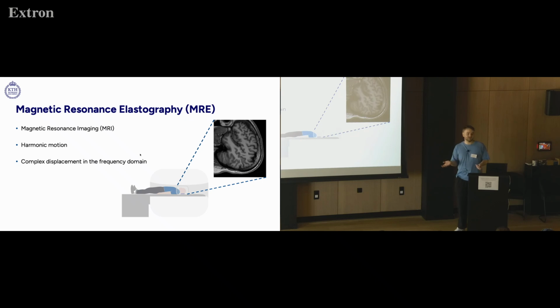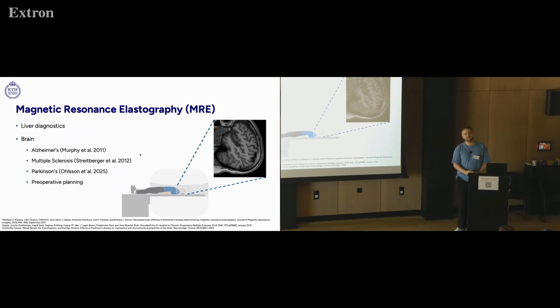When we do it on the brain, we place a little pillow under your head and then it shakes at around 50 hertz. And since it's harmonic motion, we can put this in the Fourier domain and then we get a complex displacement. So time is removed, which is very convenient.